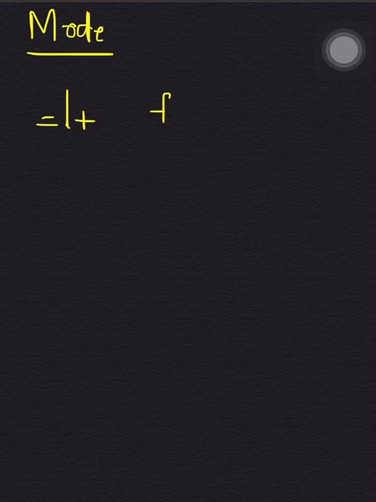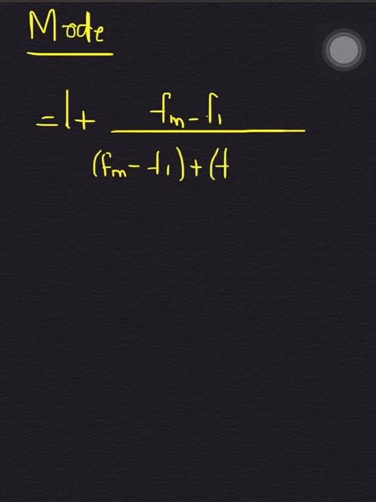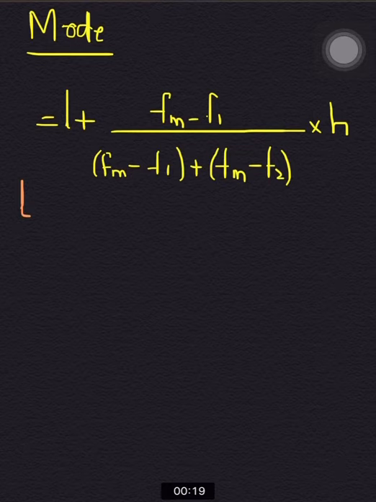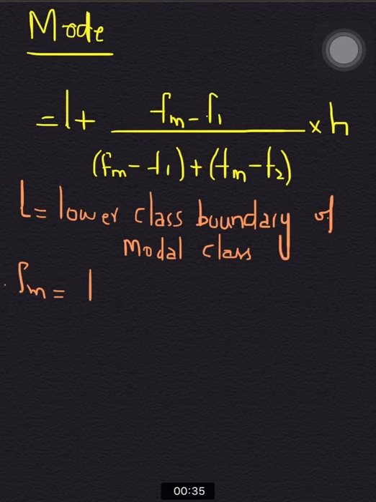But if the set of data is in the form of grouped data, then I can find the value of the mode by this formula, that is L plus (Fm minus F1) over ((Fm minus F1) plus (Fm minus F2)) multiplied by H. So this is the formula for the mode when the set of data is in the form of grouped data.